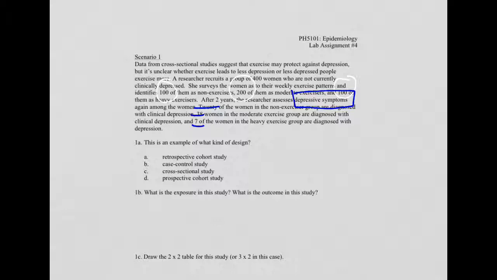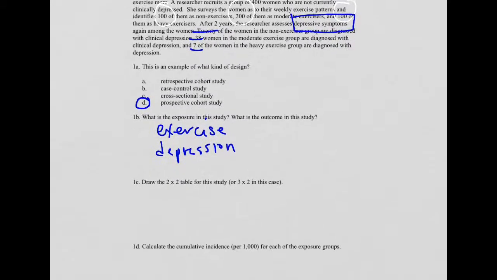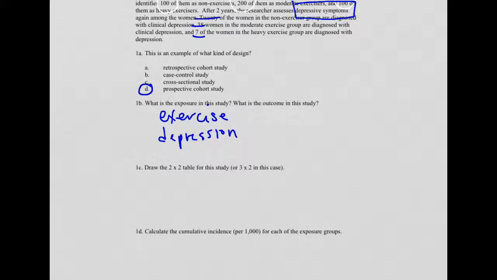So question 1, this is an example of what kind of design. So this is a prospective cohort study. As I said, we recruited a disease-free cohort, we assessed their exposure status, and we watch them over time for their outcomes. So the exposure, as we said, is exercise, and the outcome is depression. So we're going to draw the 2 by 2 table, or in this case 3 by 2, because we have 3 levels of exposure for this study.